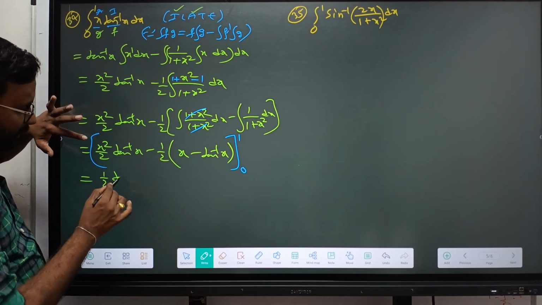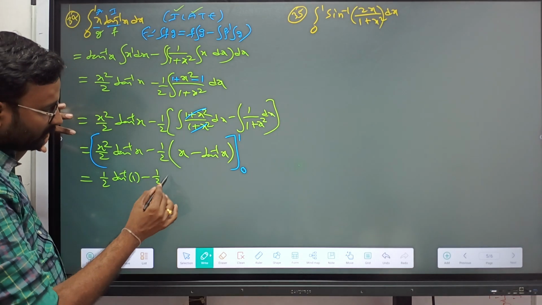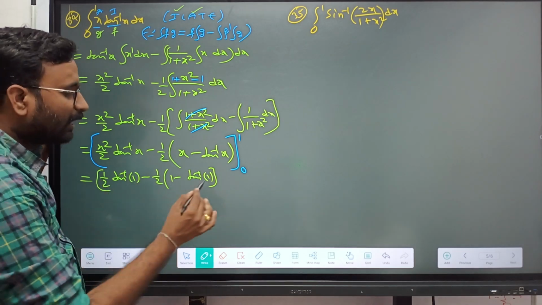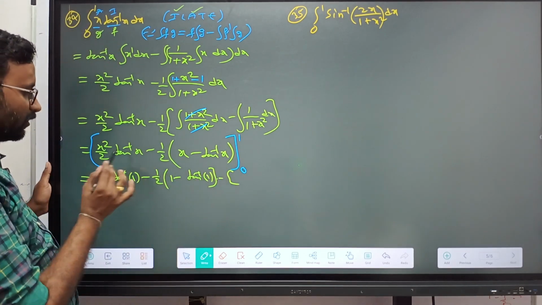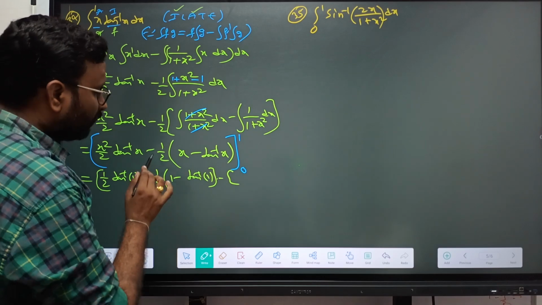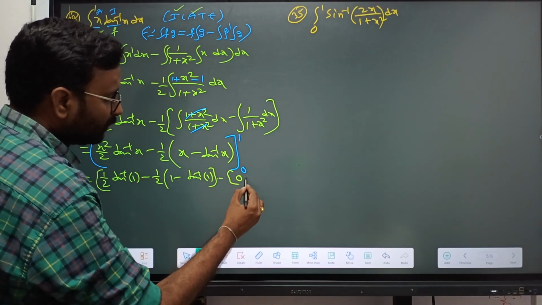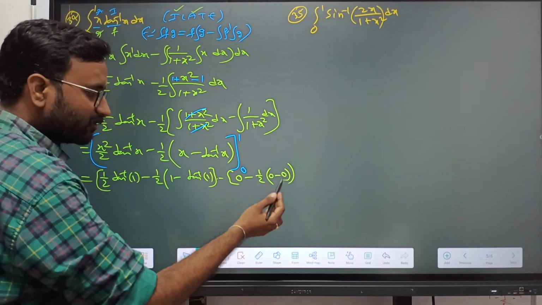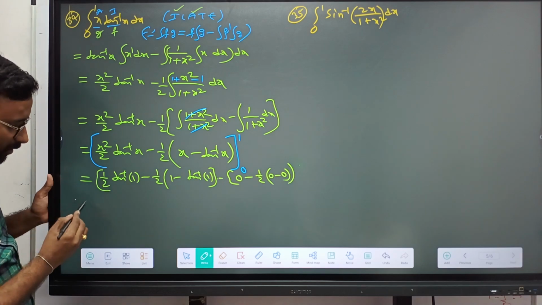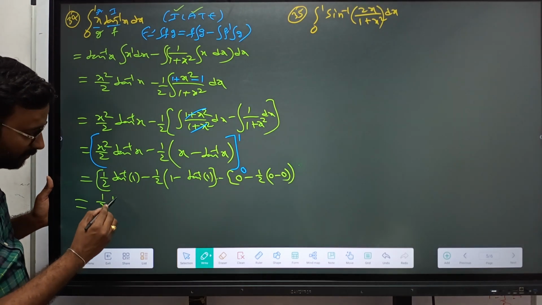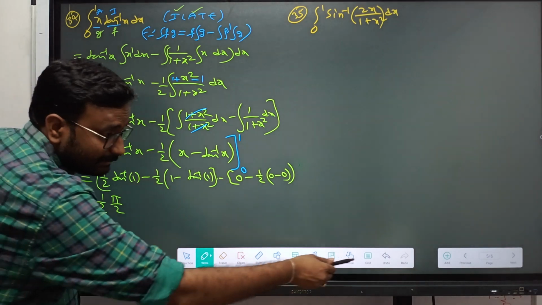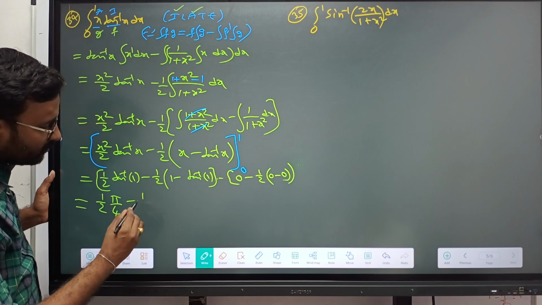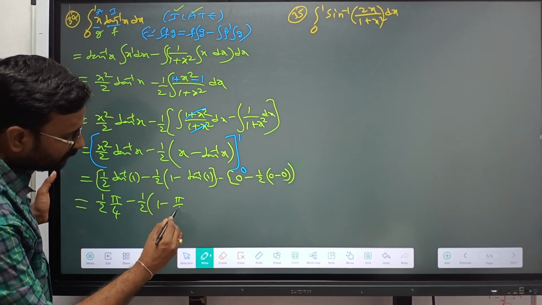1 by 2 tan inverse of 1 minus 1 by 2 (1 minus tan inverse of 1), upper limit minus lower limit 0. Zero into something is 0, and minus 1 by 2 into (0 minus 0) is also 0, so this part will be 0. Then 1 by 2 into tan inverse 1, which is pi by 4, tan 45 is 1, so pi by 4 minus 1 by 2 into (1 minus pi by 4).